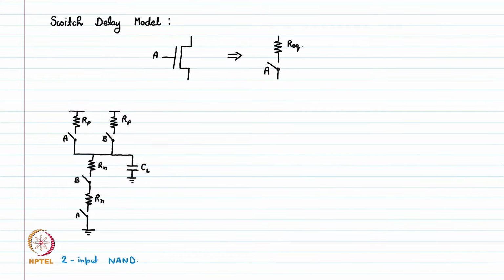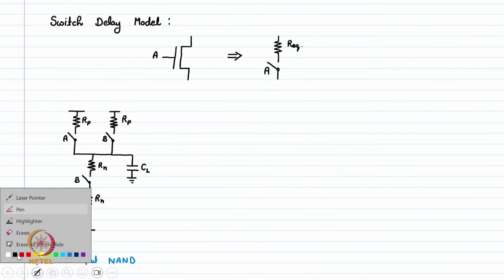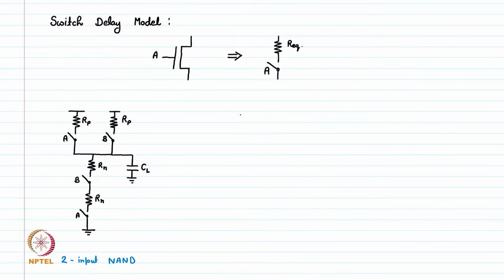So this is the equivalent model or switch delay model of a two input NAND gate. Similarly, if we want to see the inverter which we discussed last lecture, we can make the equivalent switch delay model. For an inverter, we have one PMOS on the top. It means one instance of this model.